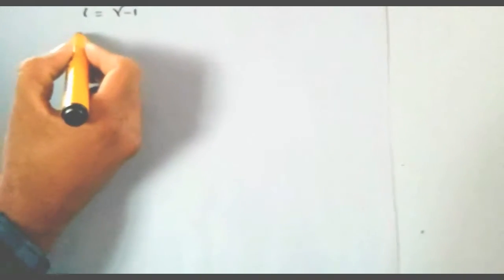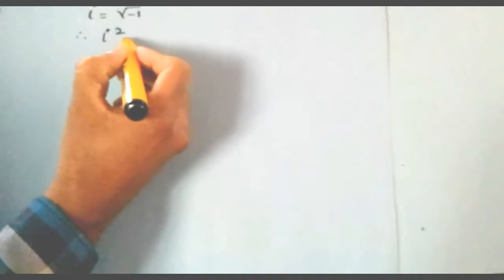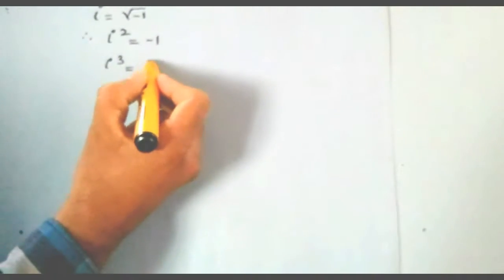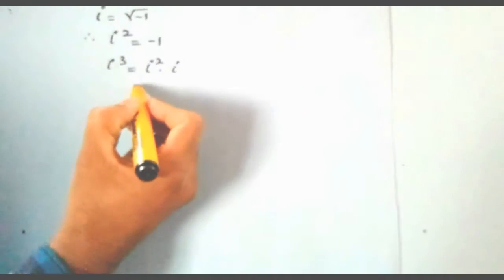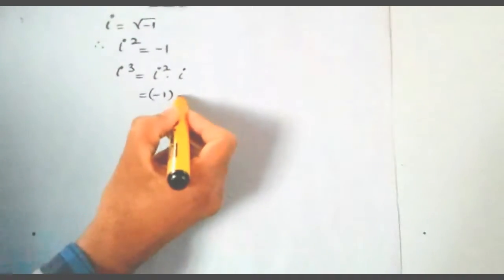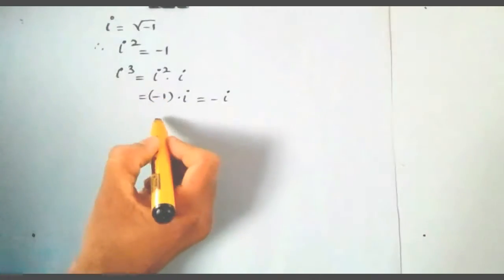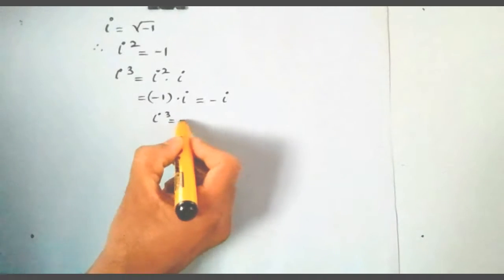Now here we are going to see about the powers of i. How to calculate the higher powers of i, and what are the properties connected with i, that we are going to learn now. So i equals root of minus 1, therefore we know that i square equals minus 1. Then what is i cube? i cube equals i square into i. Now i square is minus 1, so minus 1 into i is minus i. So i cube equals minus i.